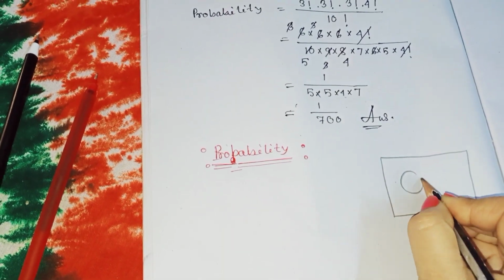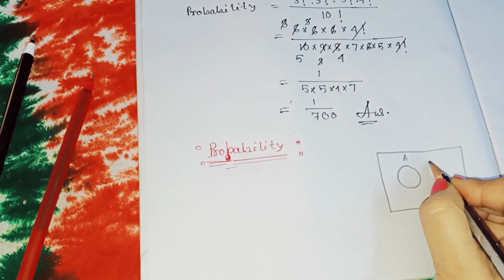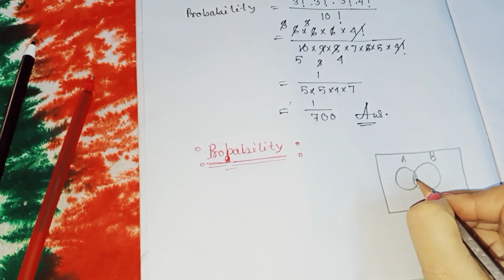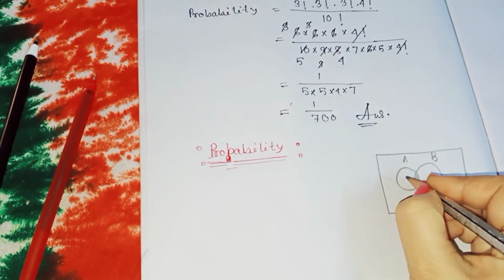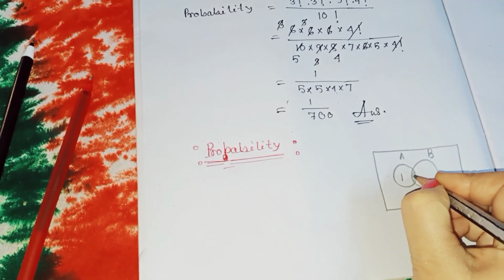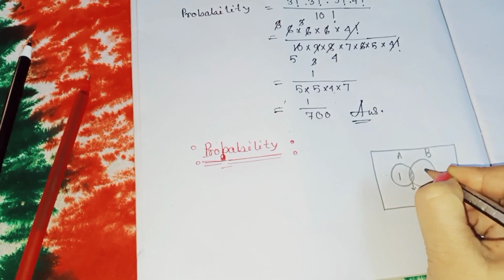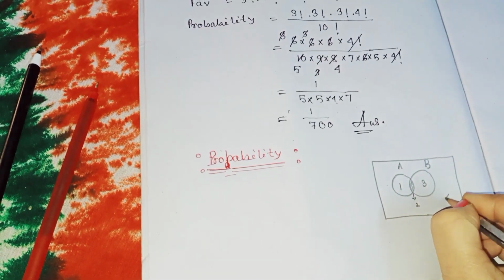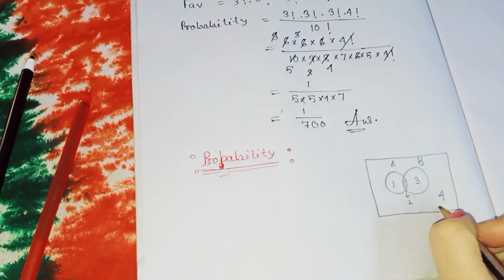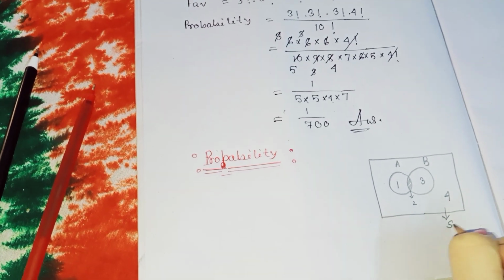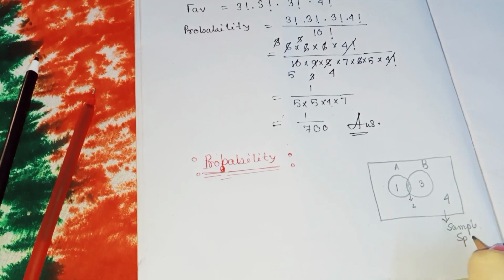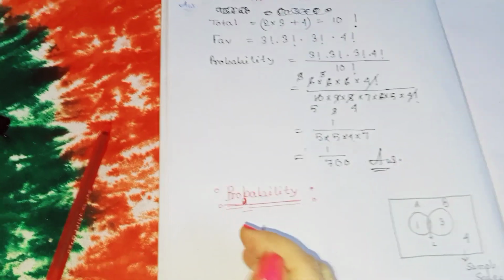Here is a set, suppose it is A and it is B. So this part is common here. Let's think it is 1, it is 2, it is 3, and this space we know is the sample space, it is 4. So it is the sample space, mentioned as 4 in the figure.